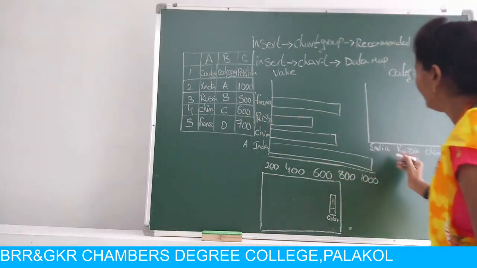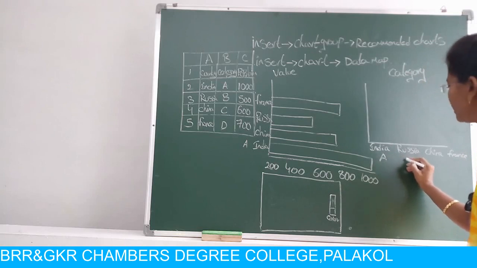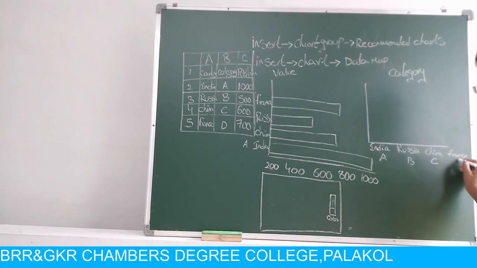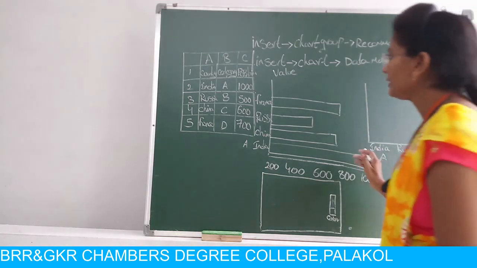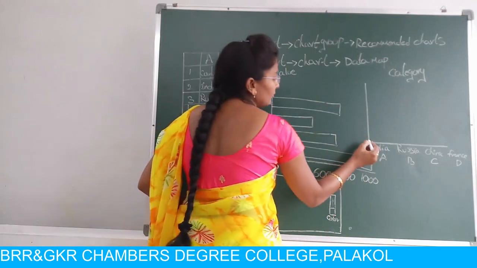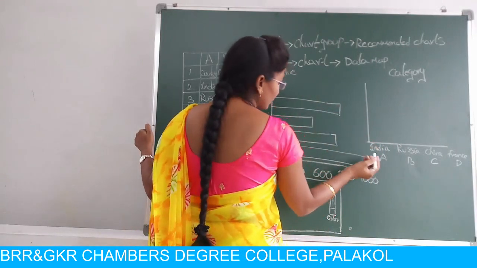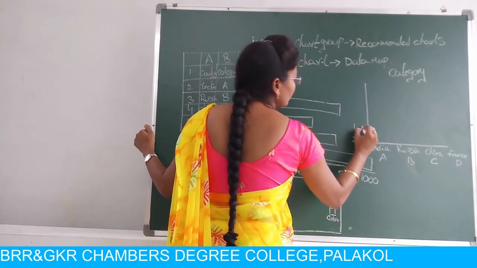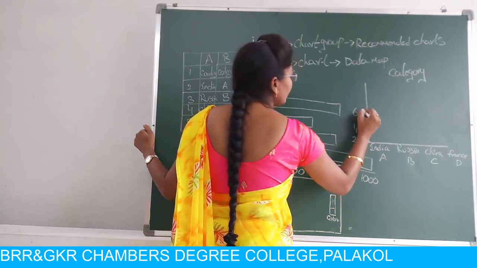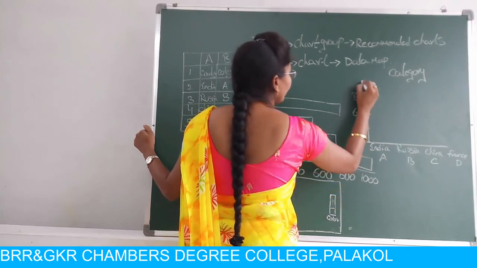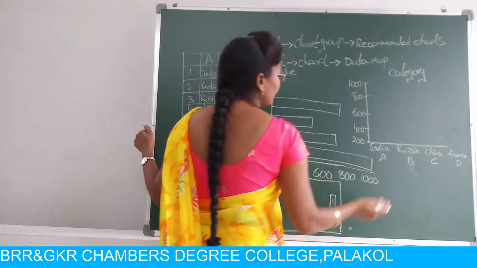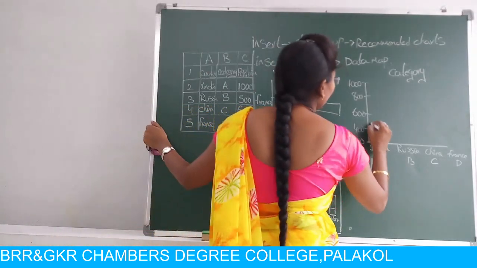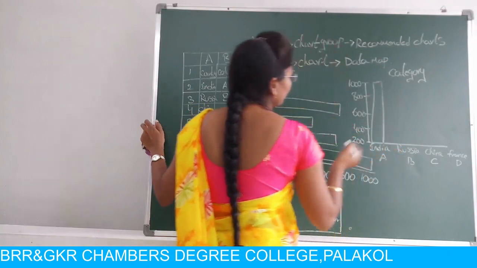Here India is category A, Russia is category B, China is category C, and France is category D. Here I am taking the range from top to bottom, and the range is from 200. I am taking the series 200, 400, 600, 800, and then 1000. In India, the population is 1000, and the column chart will appear like this, up to 1000.